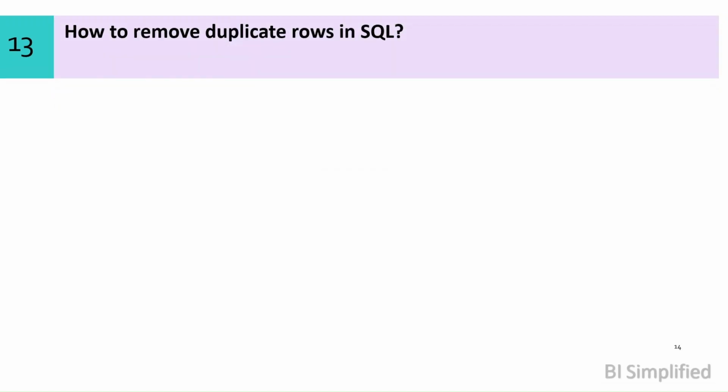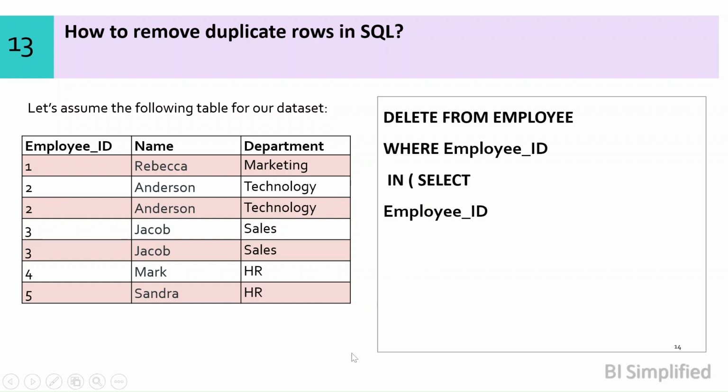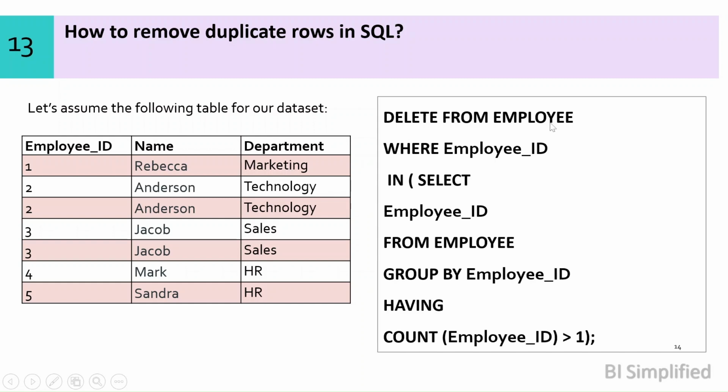Next question. How to remove duplicate rows in SQL? It's a very commonly asked SQL interview question. So for that, you have to write your SQL query. For example, first, let's assume the following table for the data set. So see here, we have employee ID 2 and also employee ID 3 duplicated, right? So now we have to write a query to basically remove these duplicates.